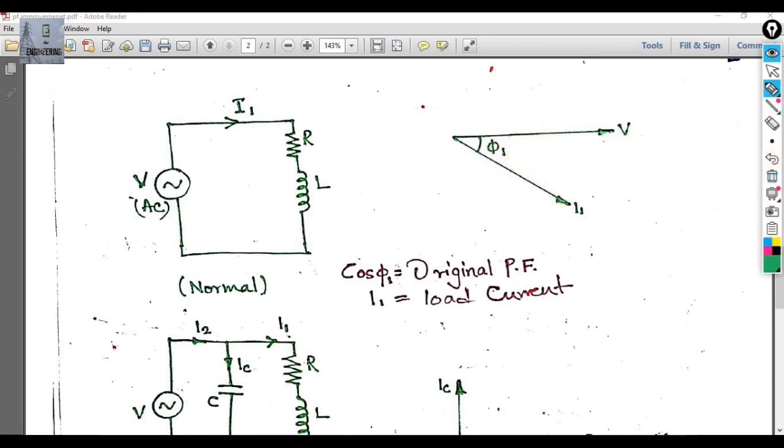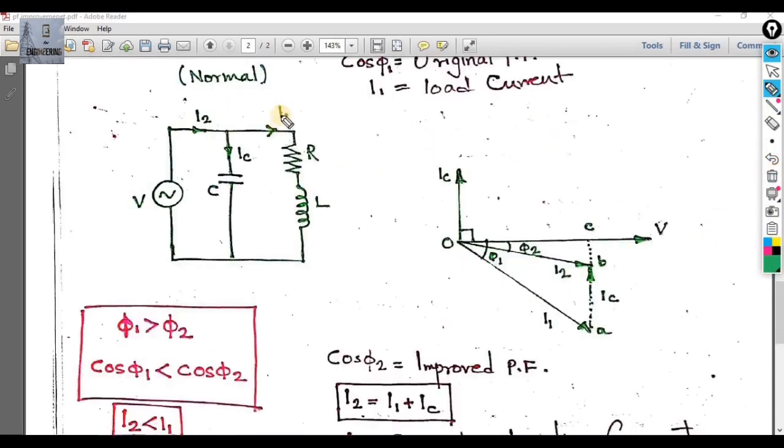Next. So now, to improve the system, a static capacitor is installed parallel to the voltage source or parallel to the load. Now the circuit current is I2, where I1 is the load current and IC is the charging current of the capacitor, and IT is the total current of the circuit.